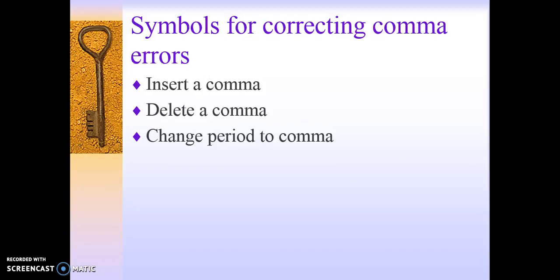On page 106, you also can see the revision symbols that we use for correcting comma errors. There is an insert symbol, and we're used to the insert symbol, but you insert a comma using the insert symbol, the caret and the comma. You can delete a comma using the delete symbol and putting a circle around the comma. And then you also have a symbol that you use to change a period to a comma. So all this information you will find on page 106 in your book.